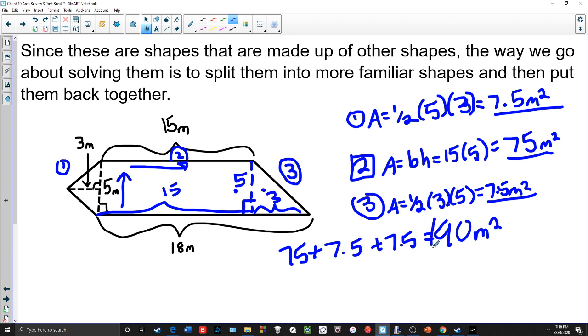So again, the whole idea here is that I have 3 individual smaller shapes that I find individually, and then add them all back together at the end to get my area of the full shape. Again, you can also treat this as one big trapezoid and do base 1 plus base 2 times 5 as the height, and then take half of that, and that'll give you 1 trapezoid plus 1 triangle, but you get the same answer either way.